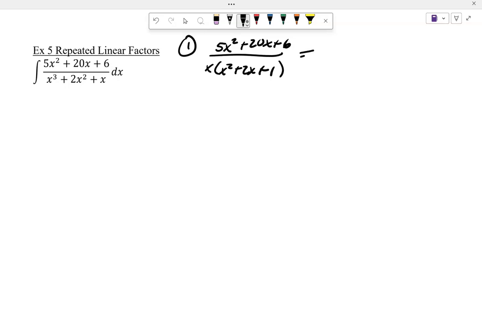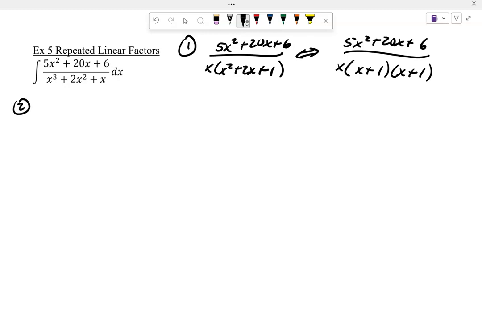And then notice this is x squared plus 2x plus 1. That's x plus 1 and another x plus 1, right? So x plus 1 quantity squared. And so what we have is not unique, right? In other words, I have a repeated linear factor here. I have 2 of these x plus 1s.